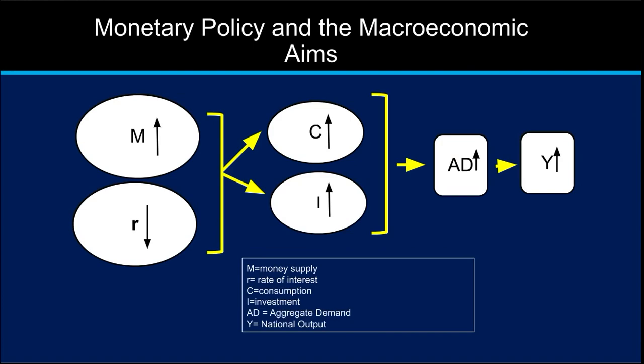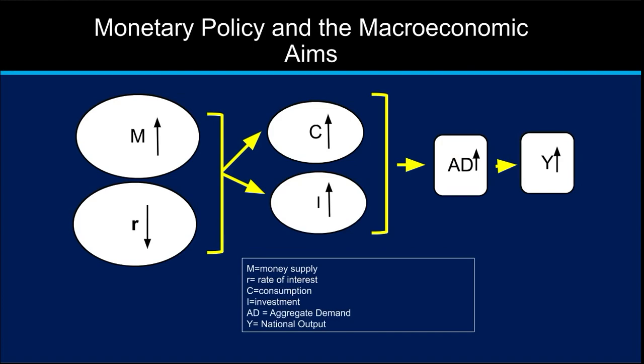So if you take a look at this diagram, M denotes money supply, R denotes rate of interest, C means consumption, I is investment, AD means aggregate demand, and Y is national output together with the employment. So when the government increases the money supply and at the same time reduces the rate of interest, two important components will increase: the level of consumption and the level of investment in the economy.